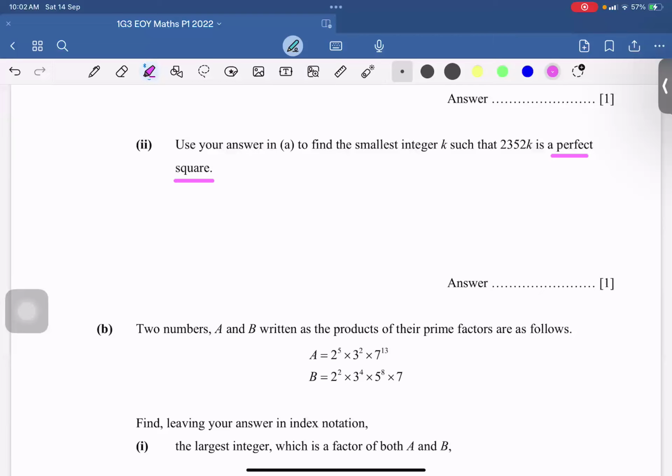In this case, I want 2352k to be a perfect square. I don't have the answer for 2352 as a product of prime factors, but I'm going to share with you what the meaning of a perfect square is. If I want something to be a perfect square, that means all the powers must be multiples of 2.